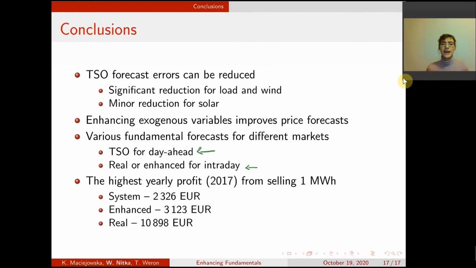But the profits we can gain by using our data-driven approach can be as high as 3,000 euros per megawatt hour yearly, which is not a huge amount compared to the total profits of a company. However, it is not insignificant, so it is definitely worth looking into. And this is all I wanted to present today, and thank you for your attention.